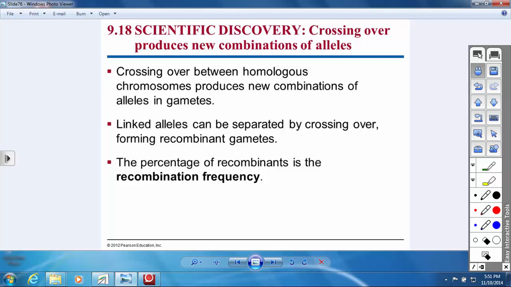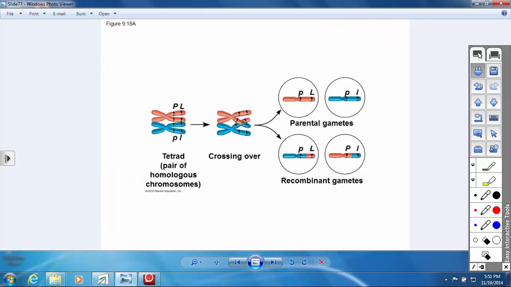So crossing over between homologous chromosomes can create new combinations of alleles. Crossing over can separate linked genes, and that's called recombination, or recombinant gametes, or recombination frequency, right? But it's genetic recombination. Now, the closer together those alleles are on the chromosome, the less likely they are to be separated. And of course, the further apart they are, the more likely they are to be separated.